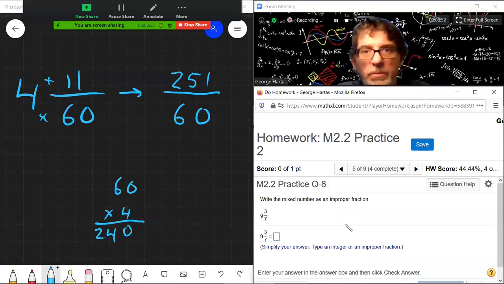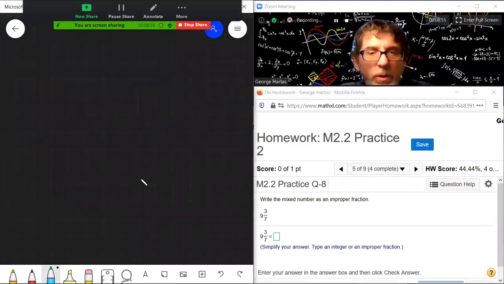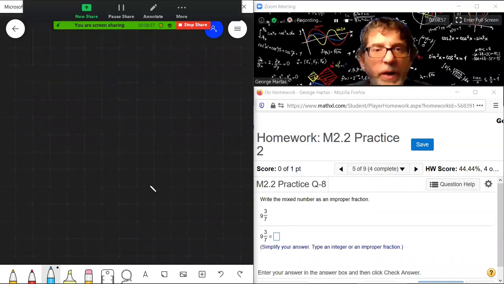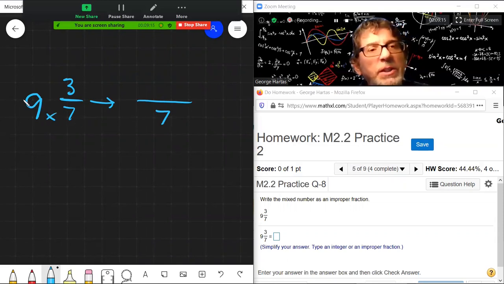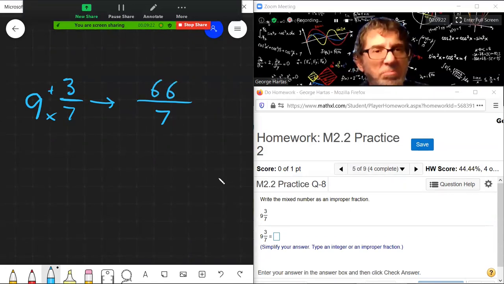All right, so looks like, again, we're converting a mixed number to an improper fraction. A lot of practice here. Practice makes perfect, as they say. What goes here? 7, you said. Correct. 9 times 7 is 63. 63 plus 3 is 66, right? 66 over 7.